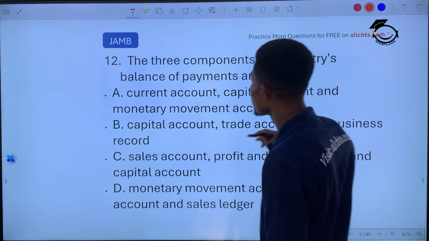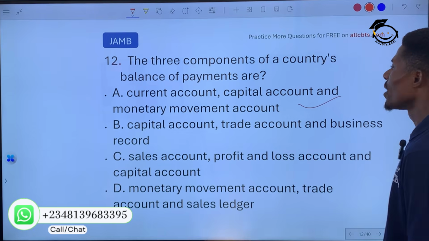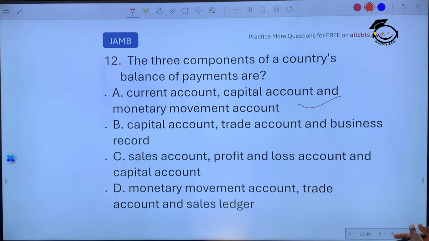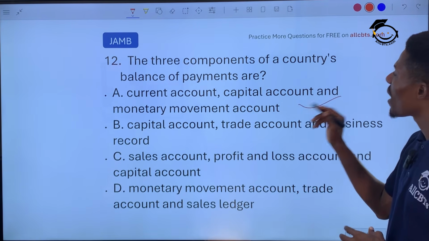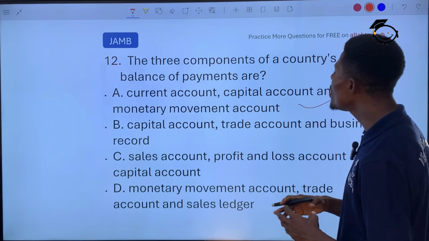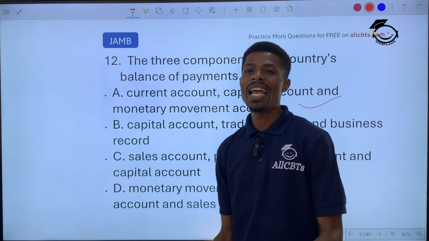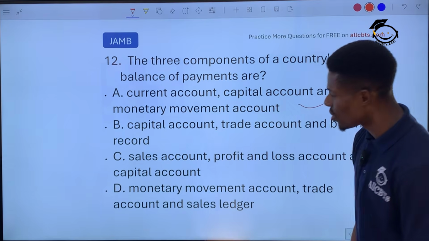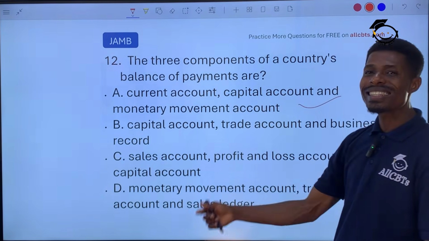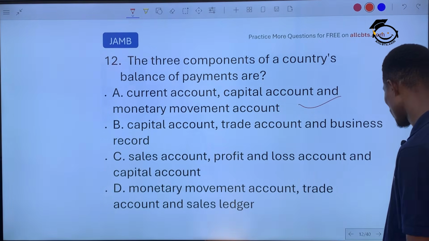The correct answer is what? Option A. Why? Current account, capital account, and monetary account are components of a country's balance of payments because they deal with external transactions. The other options here deal with internal transactions.